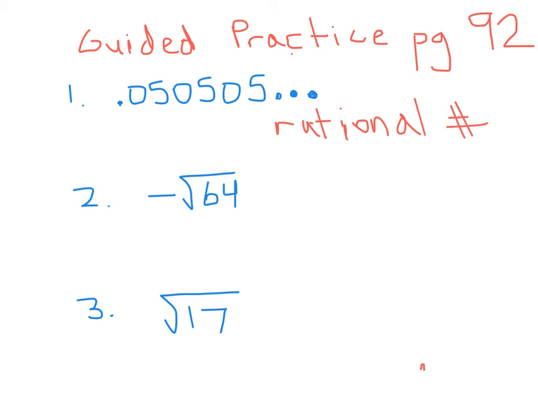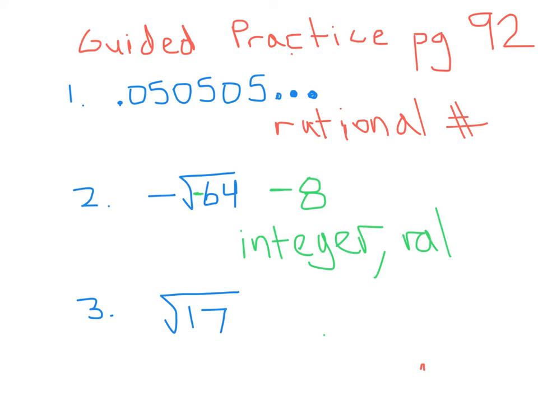All right, for number 2, we have the negative square root of 64. Because that negative sign is not with the 64, it's not inside that radical sign or inside the square root sign, we would just say that this is going to be negative 8. Negative 8 is an integer, because remember, integers are all whole numbers, positive and negative whole numbers. And then it is also a rational number, number 8.